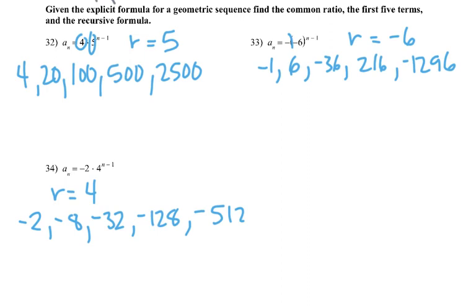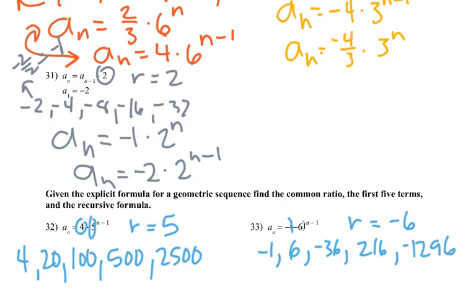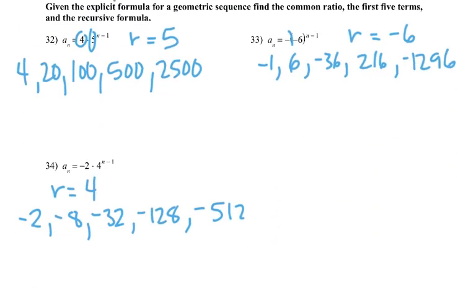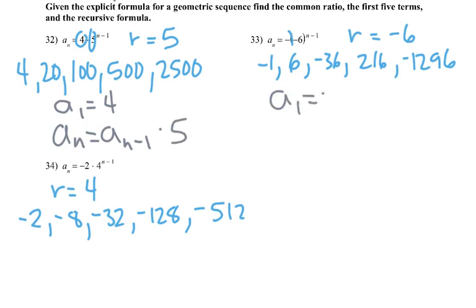Now to go to the recursive, I could, just like up here where it had a sub 1, I could go a sub 1 equals 4, and a sub n equals a sub n minus 1 times 5. And that would be an easy way to do it, given the information we already have.